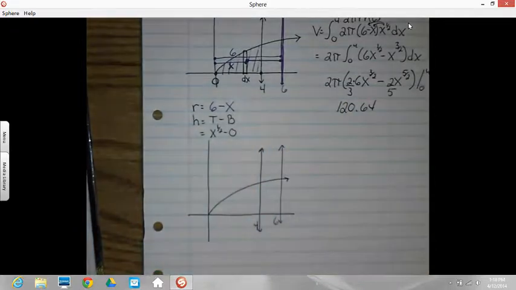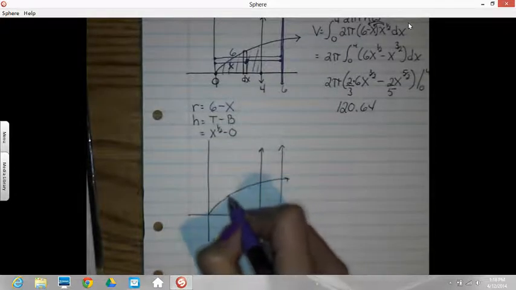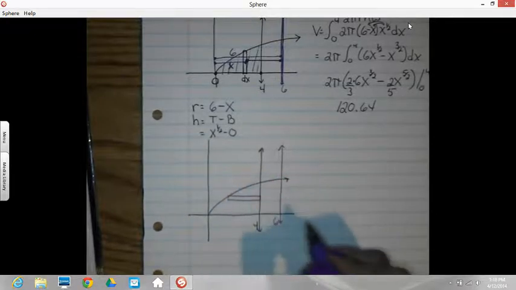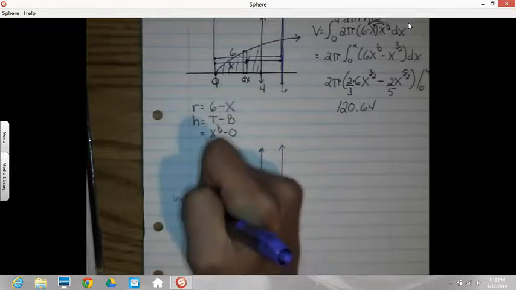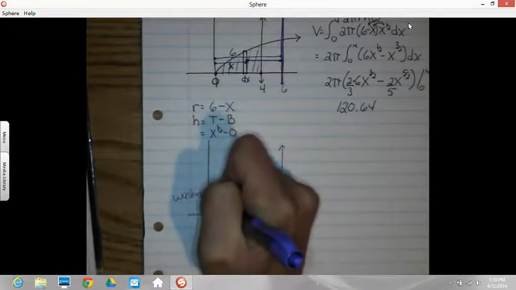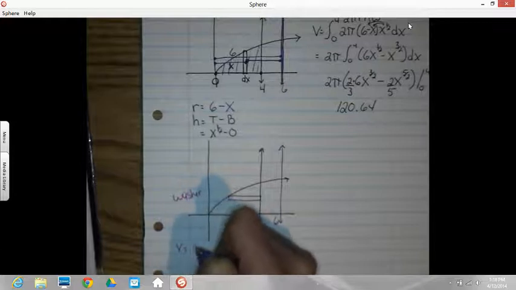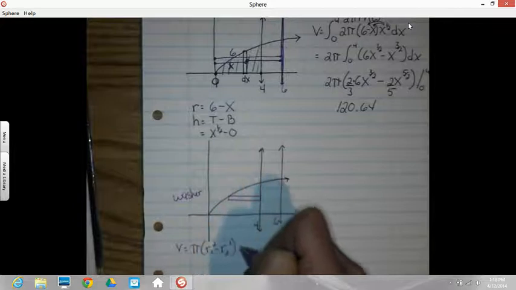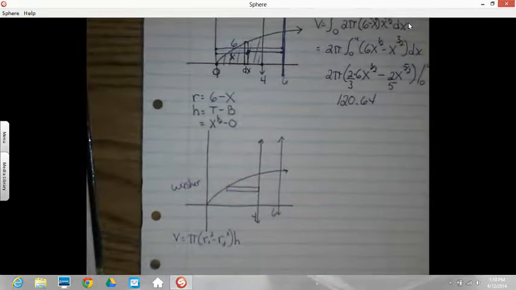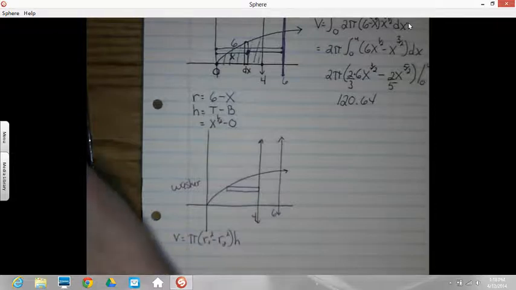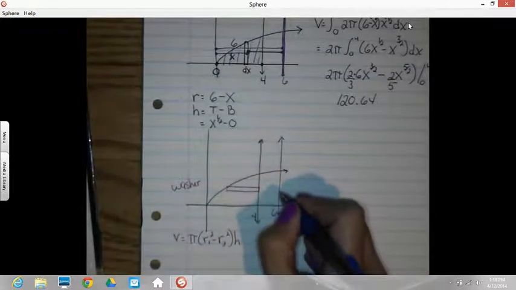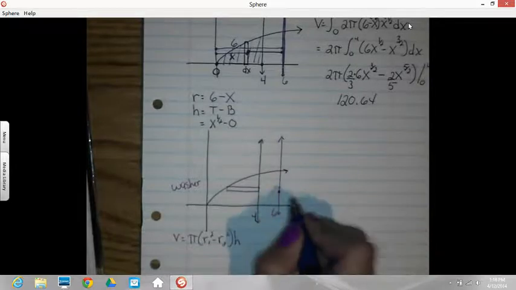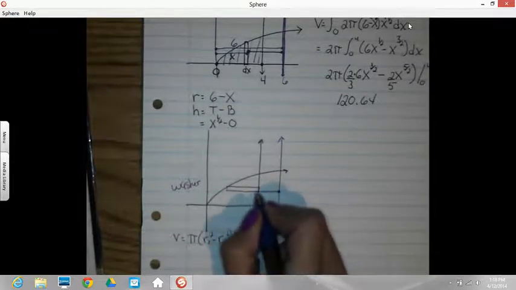Okay, now to do washer, I need to draw my rectangle perpendicular to that. So now my rectangles are going to be laying down. And this gap in here creates the washers. So the washer formula, remember, is pi times r1 squared minus r2 squared times the height. And our r1 is the farthest distance. So because it's coming from here, r1 is the distance from here to the end of the rectangle.